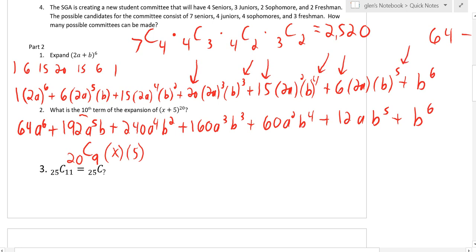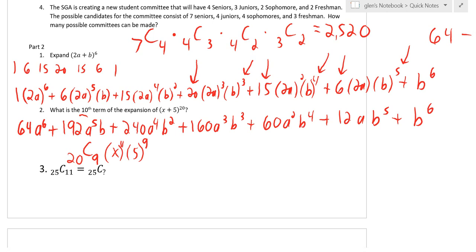So if I'm on 20 choose 9, the power on that 5 has to be 9. So x has to be 11, because the exponents have to add to 20. Can you explain why 5 has a 9?